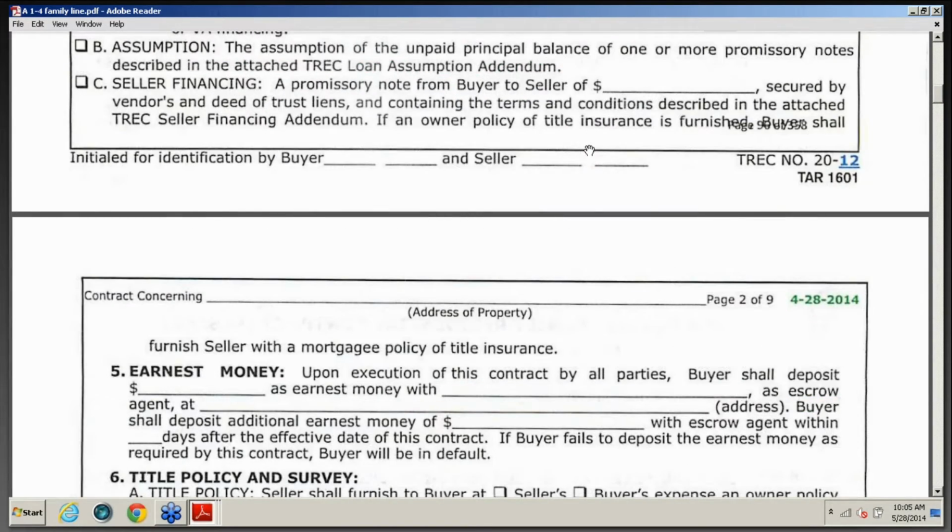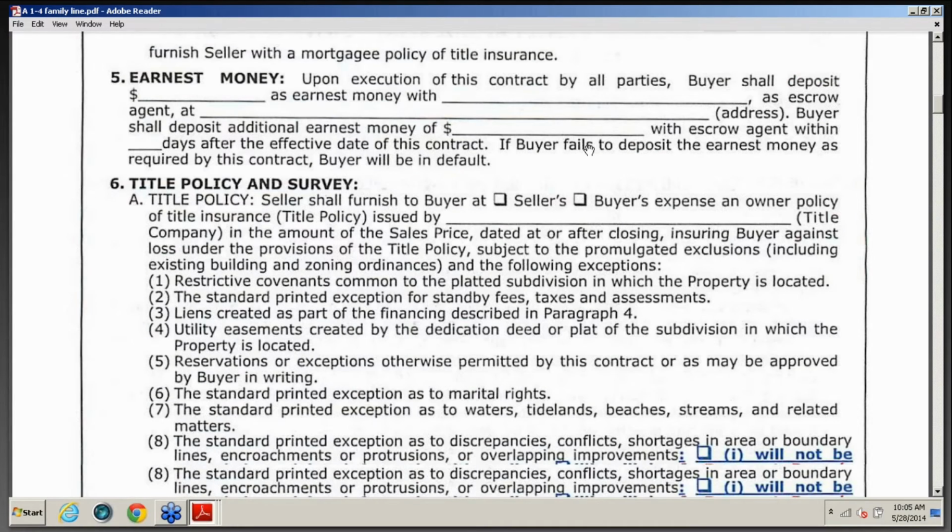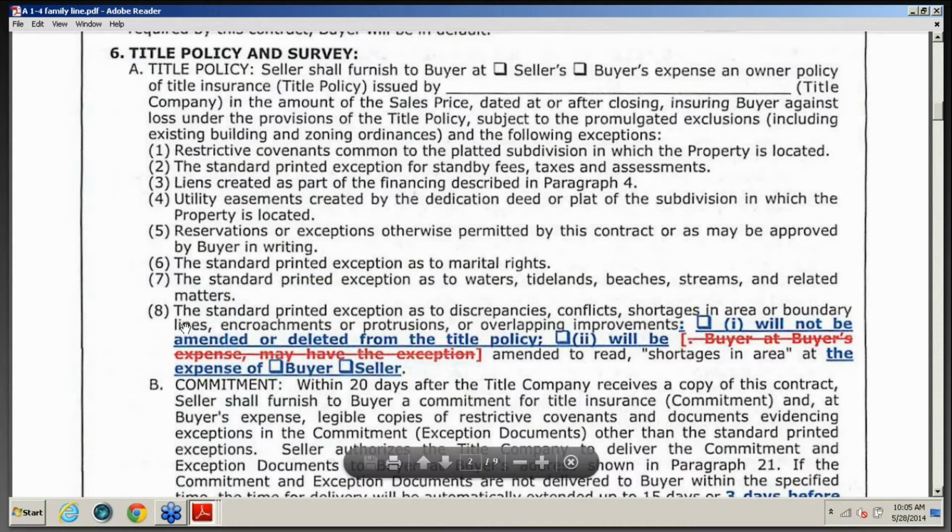The main change on paragraph 6 was number 8. Now, I'm going to preface it by saying I am not a title person. So for clarity, I'm going to ask you to speak to your title affiliate. But just to kind of give you an overview, as you know, typically with the title policy, one of the exceptions is the discrepancy, conflict, shortages in areas or boundary line encroachments or protrusions or overlapping improvements.